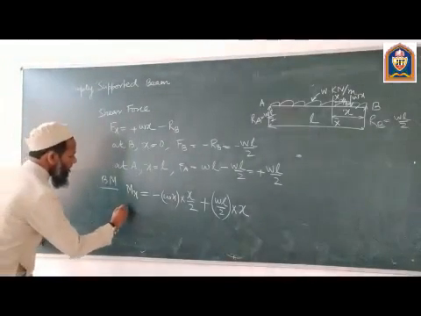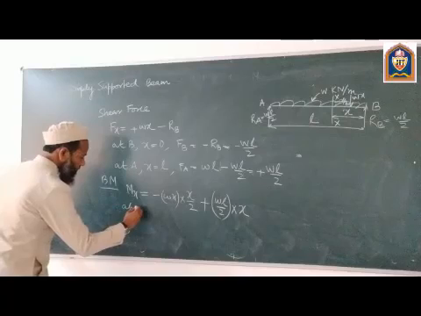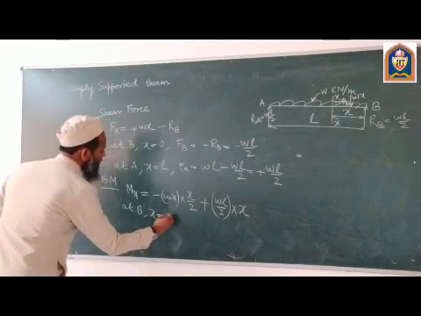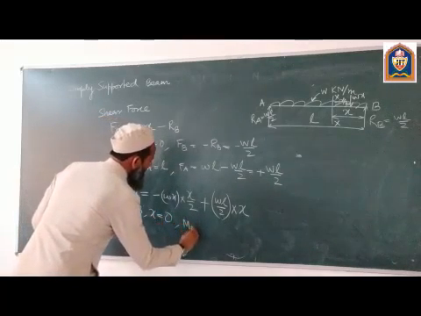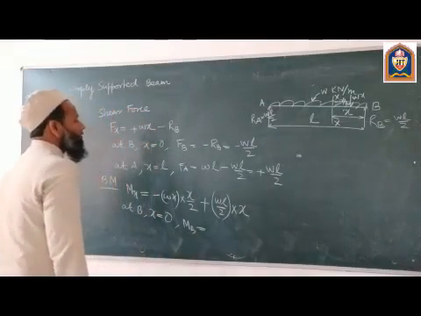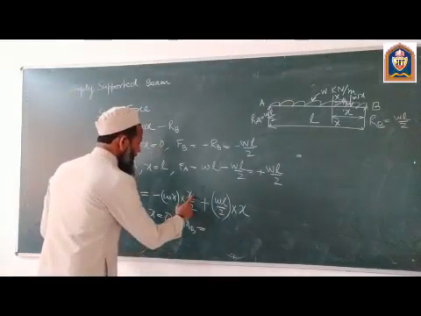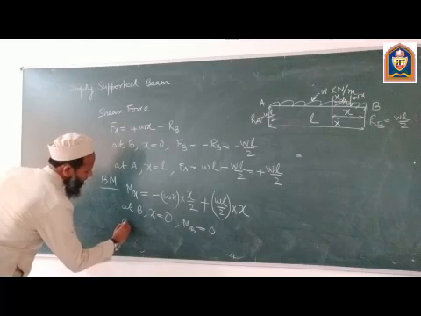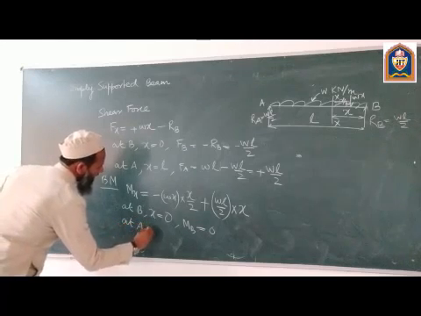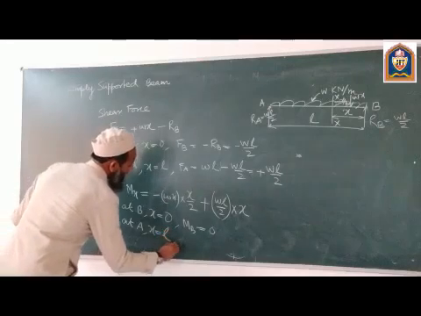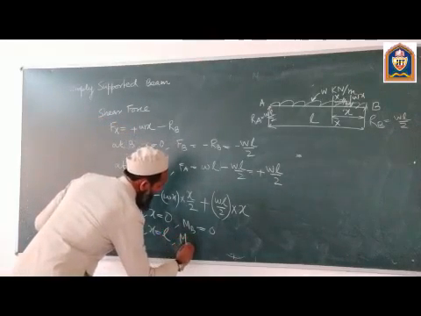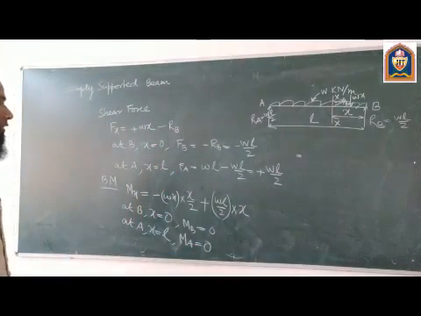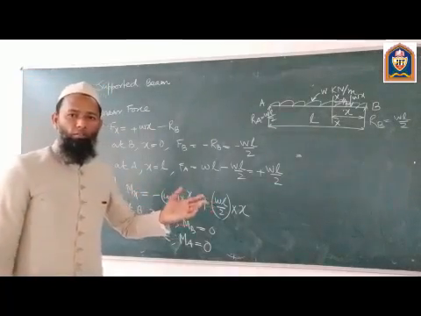So now at B, the value of x is 0. So MB is equal to, what is the value of MB? It will be equal to 0. And at A, x is equal to L. So this will also be equal to 0. Now what is happening in between? What is happening in between?